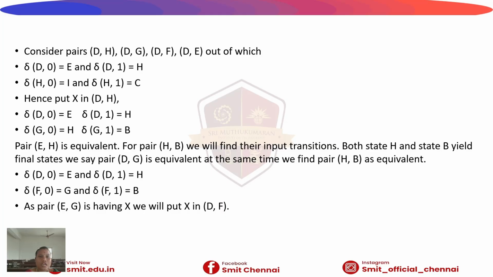For pair HB, we will find their input transitions. Both states H and I yield the final state. We say pair D comma H is equivalent, the same string, and find pair HP as equivalent. So del of D comma 0 equal to E, del of D comma 1 equal to H, del of F comma 0 equal to G, del of F comma 1 equal to B. So as pair EG is having a mark, we will put a mark in the DFA also.